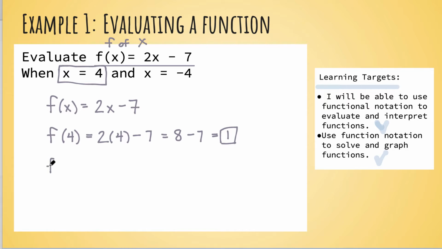Let's look at when x is negative 4. So we're looking at f of negative 4. So we plug in or substitute negative 4 where our x's are in the equation. And we continue to simplify. So we have 2 times negative 4, which gives us a negative 8 minus 7. Negative 8 minus 7, negative 15.